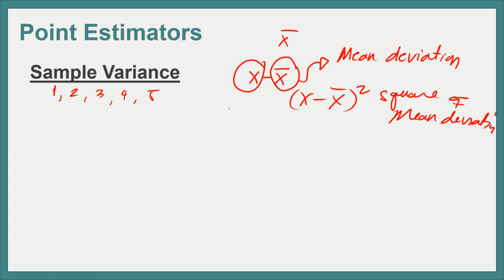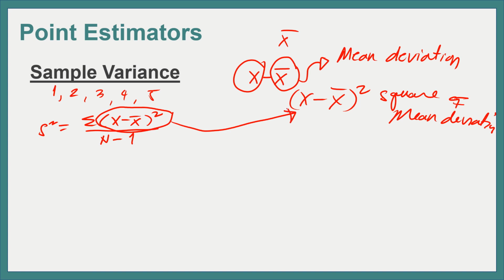to solve for the variance, we use the equation S squared is equal to the summation of the squared mean deviation divided by the sample size minus 1. So the value of this one is coming from this equation.